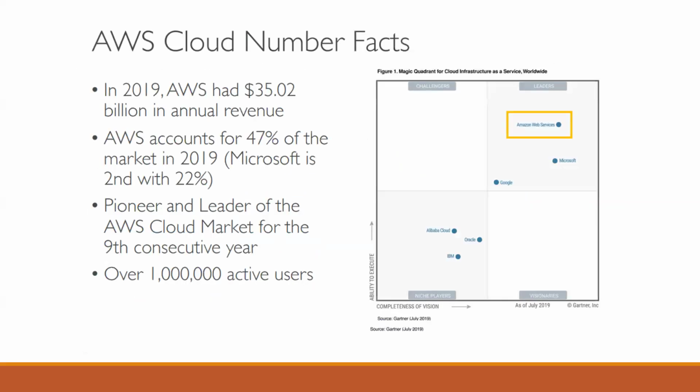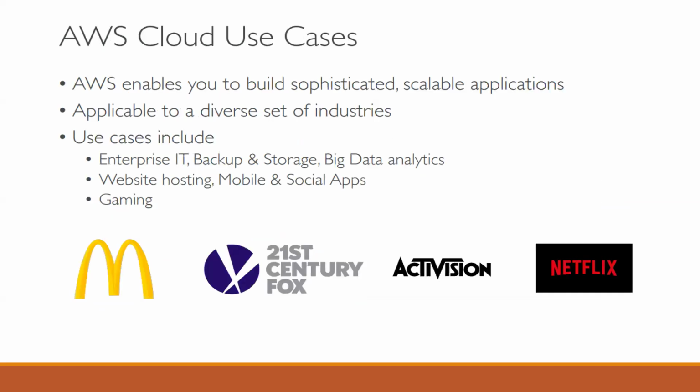AWS cloud numbers. In 2019, AWS had 35.0 billion in annual revenue. AWS accounts for 47% of the market in 2019. It is the pioneer and leader of the cloud market for the ninth consecutive year. Overall, 10 lakh active users are there. How many users? 10 lakh active users.